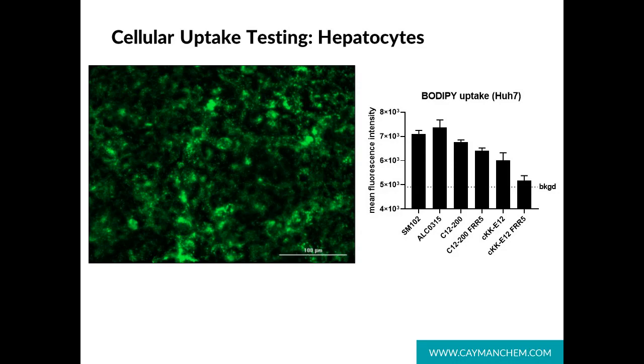Here, selected screening formulations that included BODIPY were dialyzed and applied to HUH7 hepatocytes. All of the formulations were taken up, although there were distinct differences between the ionizable lipids. SM102 and ALC0315 were taken up to the highest degree, as measured by imaging analysis, while the higher flow rate ratios that made less optimal particles by Stunner analysis similarly were less than optimal in terms of uptake.